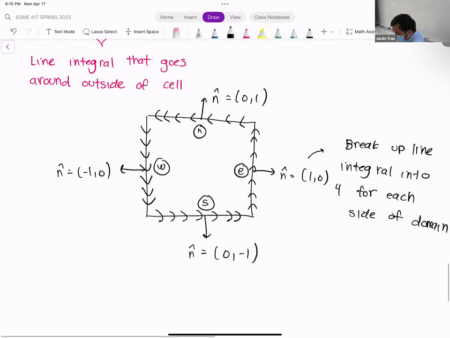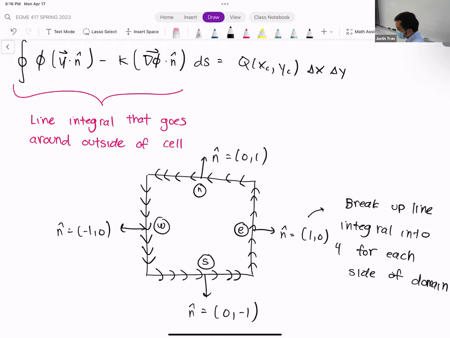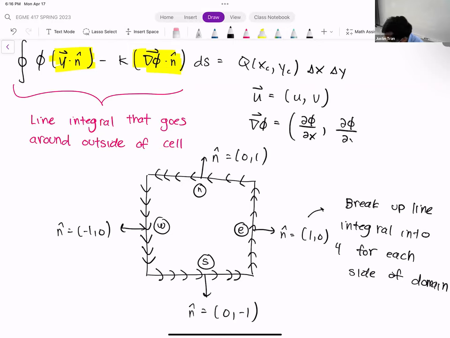The normal vector is important here, because if you look at the integral we're looking to evaluate, in both the convection and the diffusion term, we have something dot product with the normal vector. Let me highlight that. For the convection term, we have u, the velocity vector, dot product with the normal vector. For the diffusion term, we have the gradient of phi dot product with n. Let me write out what these look like. The u vector is simply (u, v): the x component of the velocity u and the y component of the velocity v. The gradient of phi is partial phi partial x for the x component, and partial phi partial y for the y component.